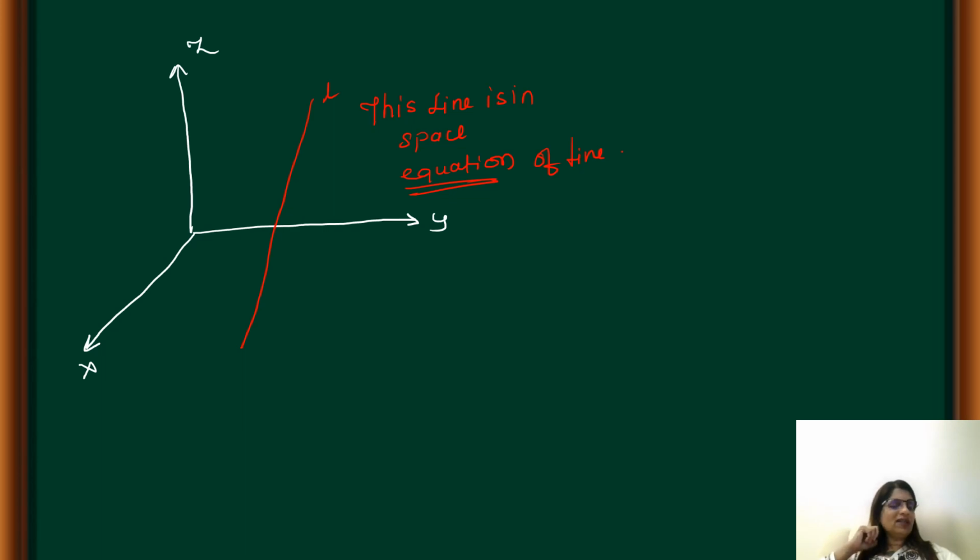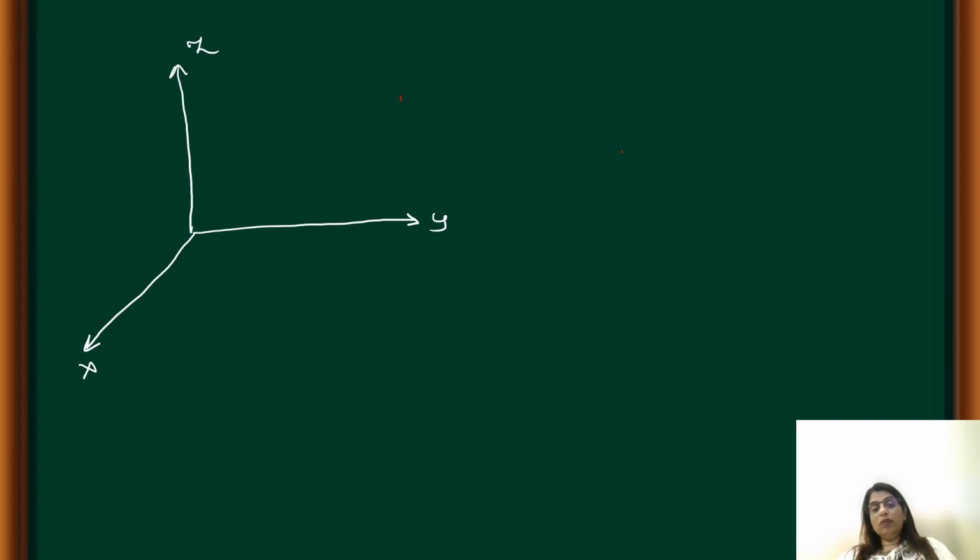For convenience sake, I'm going to take this line and pass it through the origin, because if I pass it through the origin, things will become a little easy for us, correct? Now how will it pass through? We are going to pass it through the origin like this. Okay, this is your line L.